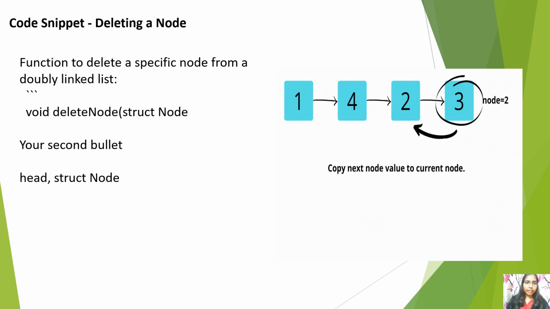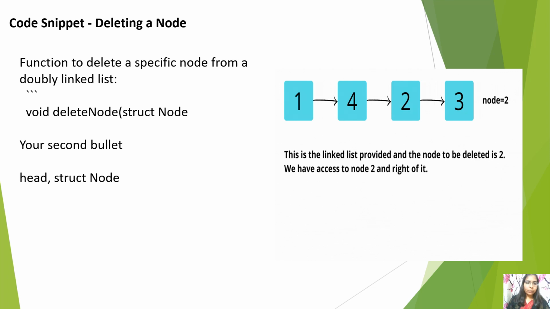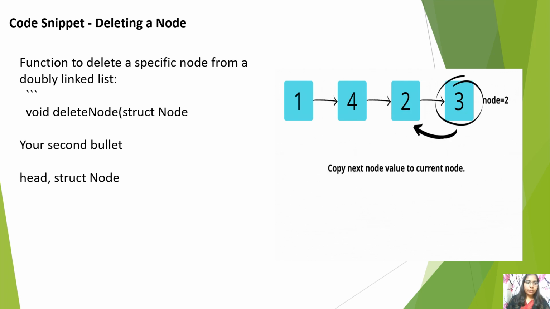Code snippet: deleting a node. Function to delete a specific node from a doubly linked list. void delete_node(struct node** head, struct node* del).